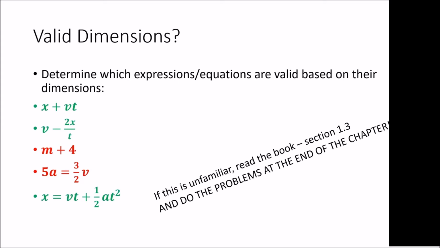5a is equal to 3/2 v. Well, that doesn't make any sense because the units of a and v are different and the numbers are all unitless. And then we've got this equation here, x is equal to vt plus 1/2 at squared. Then let's move on to unit conversion, another important thing that we'll need to use a lot this semester.